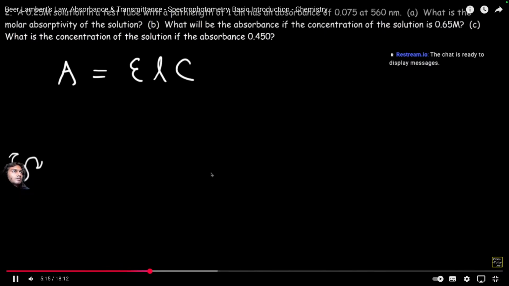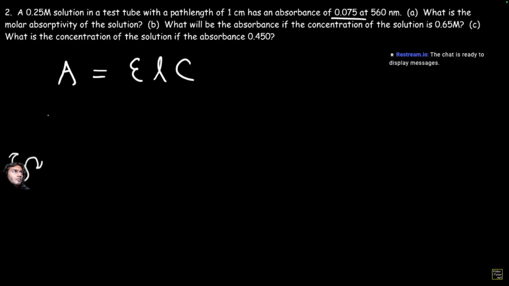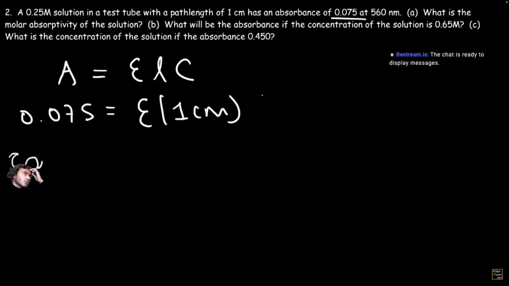Path length times the concentration of the solution. So we're given the absorbance, that's 0.075. And our goal is to calculate the molar absorptivity. The path length is 1 centimeter, and the concentration is 0.25 moles per liter, or capital M.